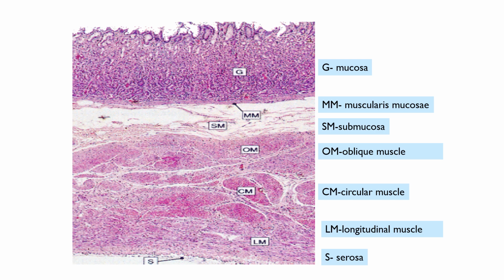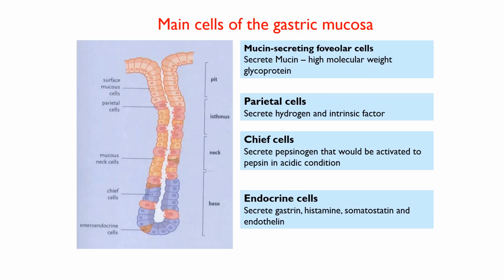Looking at the histological arrangement, the stomach is composed of the mucosa, the muscularis mucosa, submucosa, and the three layers of muscle, oblique, circular, and longitudinal, with the outer layer made up of the serosa. It is important to note that the main cells of the gastric mucosa are the mucin-secreting foveolar cells, which secrete mucin, a high molecular weight glycoprotein.